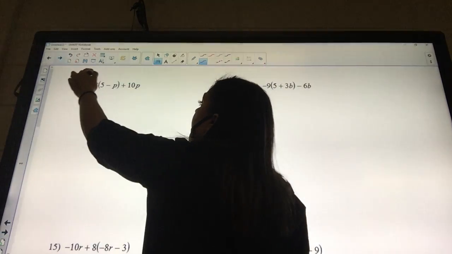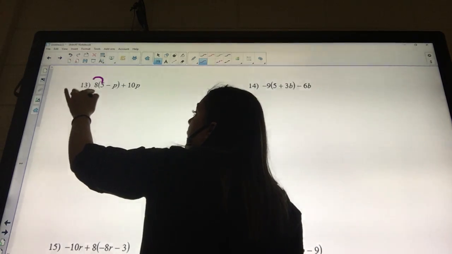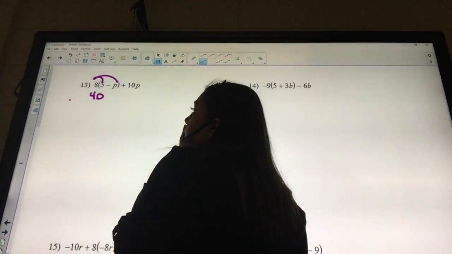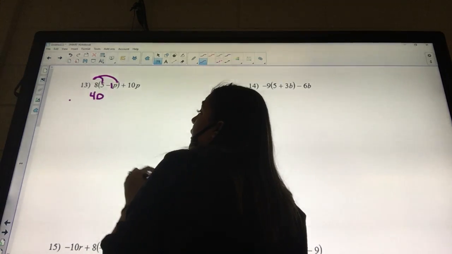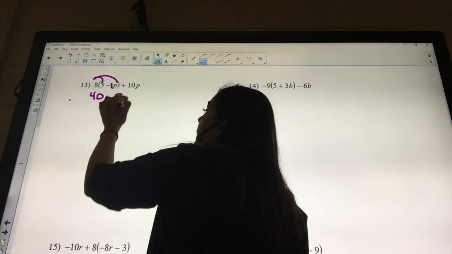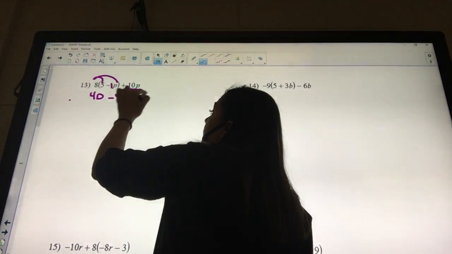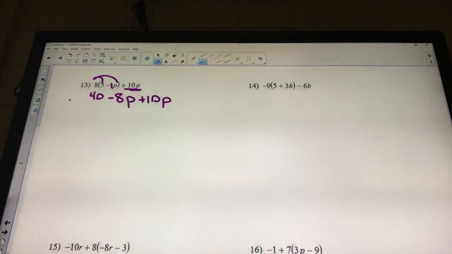So we're going to say 8 times 5, 40. 8 times what number? Negative 1. Okay, there's really a 1 there. It's going to be negative 8. How many p's? 1. And then we still have this 10p here, so we need to say plus 10p. That's it. What can you combine?